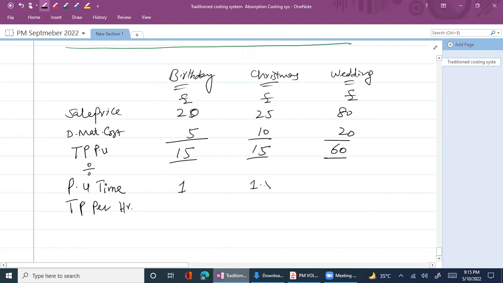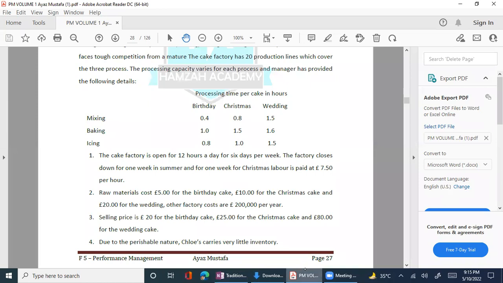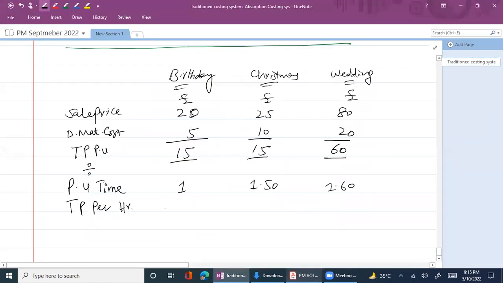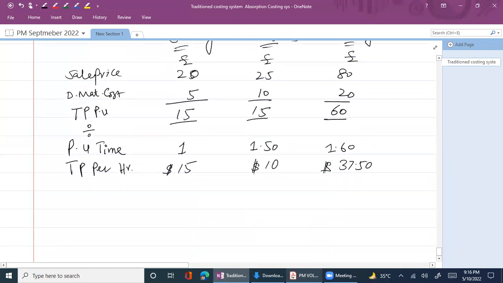One hour, 1.5 hour, and 1.6 hour. So we will be getting the answer. This is 15. And how much is for Christmas cake? This is $10 and this is 37.5. Is it clear?